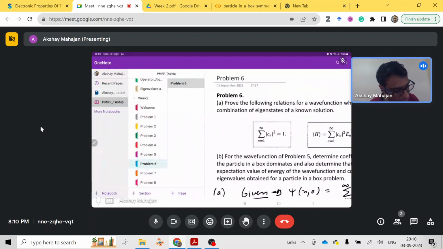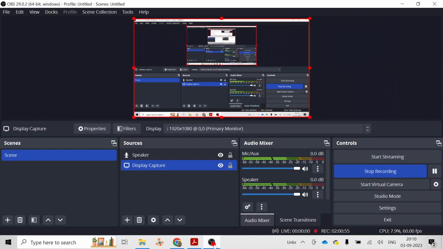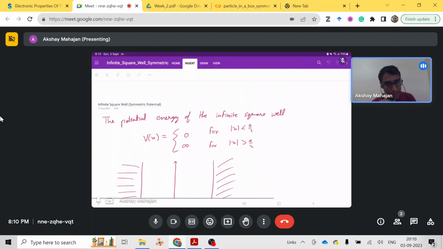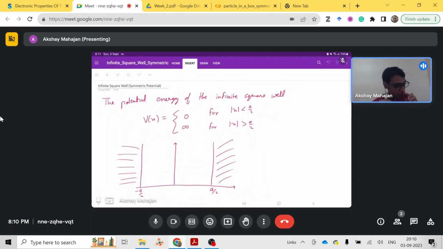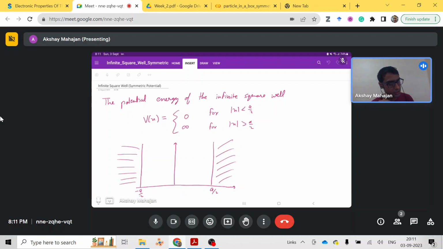Problem number 6. Now we will skip problem number 7 and 8 for now. And how much time do we have left? Okay, so actually we are almost over. It is 2 hours already gone. Alright, so we have just solved some problems. So for the infinite square well, let me just quickly go through. I guess I will just extend it by 15 minutes and go through this problem quickly.